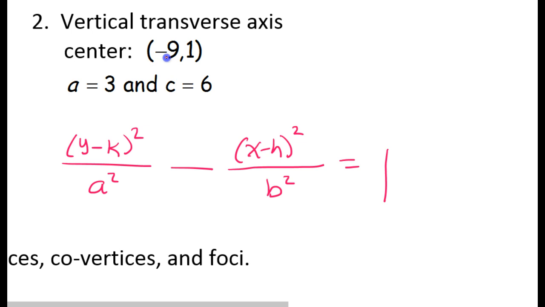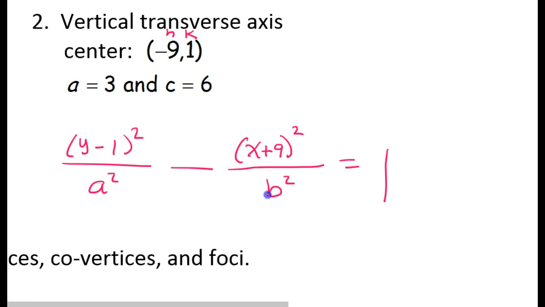So the center is negative 9 comma 1. This is h and k. Be careful. Let me go ahead and create space for h and k, but the x coordinate of the center goes in the x part of the equation. So I'm going to put this plus 9 right here, opposite of this. And the minus 1 from the y coordinate is going to go here. The y coordinate goes in the y part of the equation.